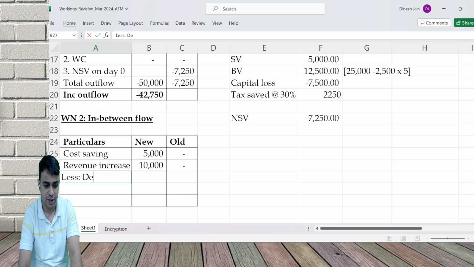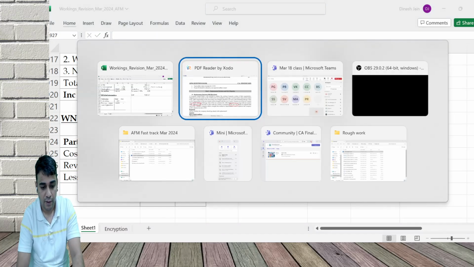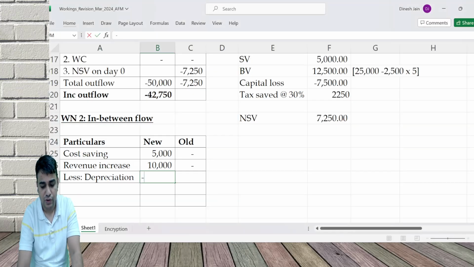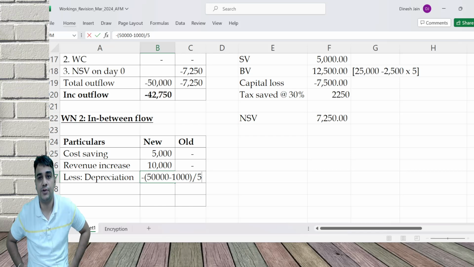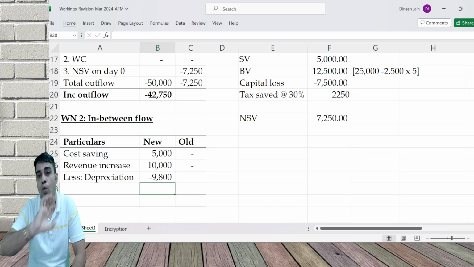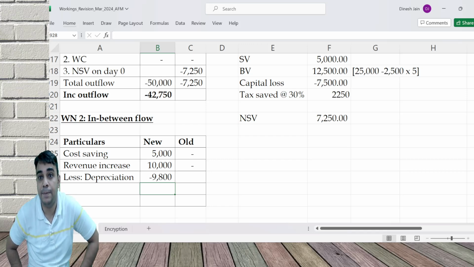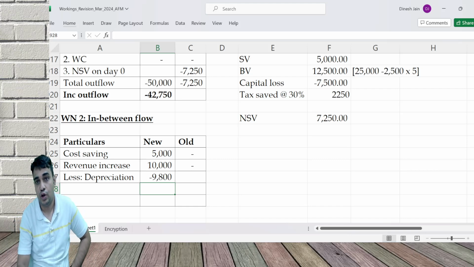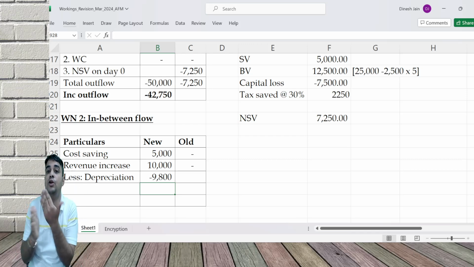What's the depreciation of the new machine? What is the salvage value of the new machine? So 50,000 minus 1,000, divided by 5 years. Assuming you had continued with the old machine, what is the depreciation of the old machine? 25,000 divided by 10 years. See, you will have to imagine as if you have continued with the old machine.